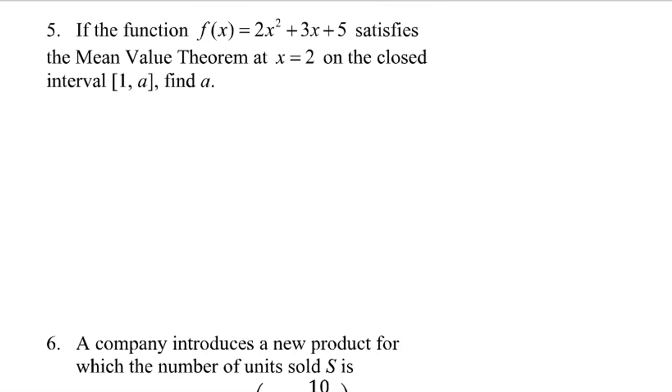Okay, so this is a mean value theorem question. This one's obviously mean value theorem because it tells us this in the question. It gives us a function. It says that the mean value theorem is satisfied at x equals 2 on some interval 1 to a, and we are supposed to figure out the value of a for that to be true.